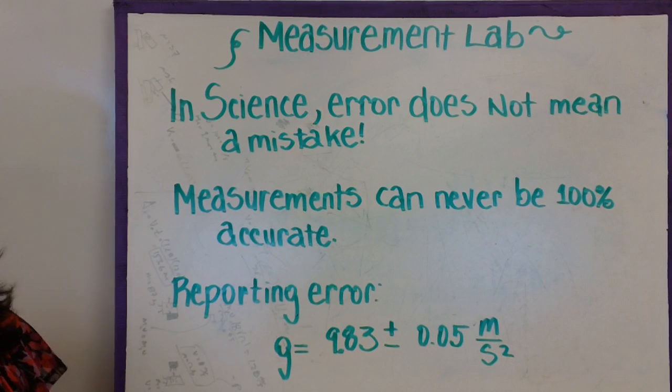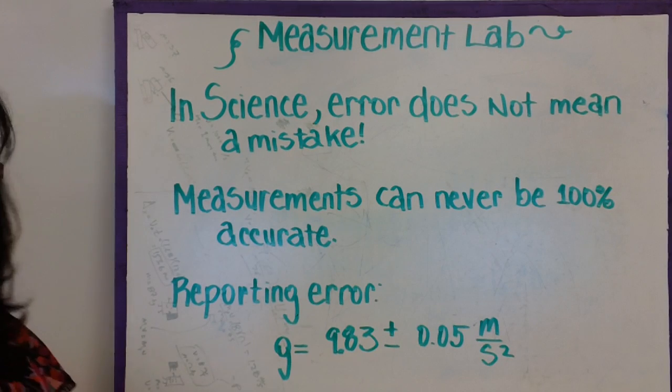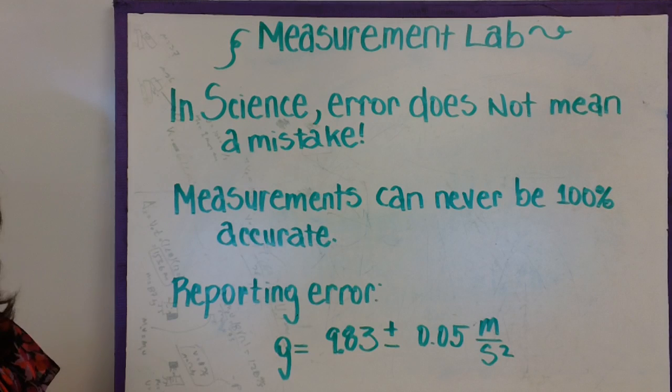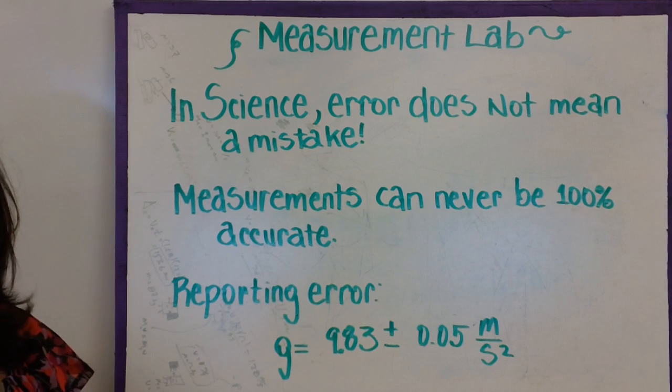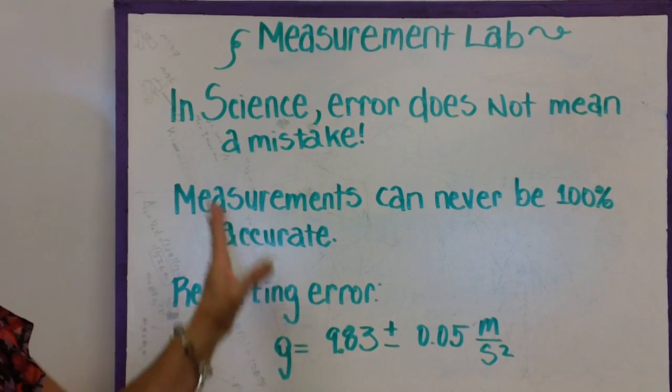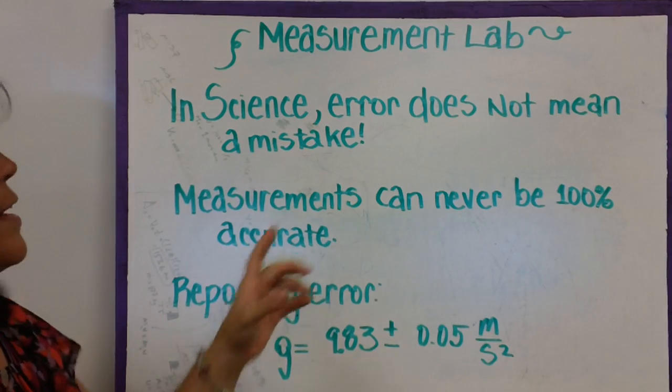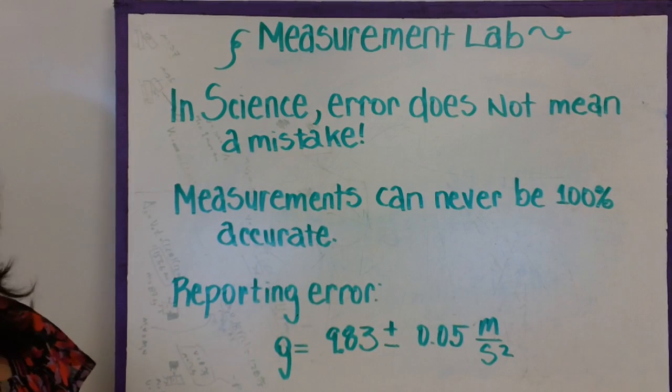Okay, so tomorrow we're going to start our first real official lab. We're going to be doing a measurement lab, and it's called the Measurement Circus. Circus is just because we're going to be taking measurements of a lot of different items. So in science, we talked about this yesterday, that error does not mean it's a mistake.